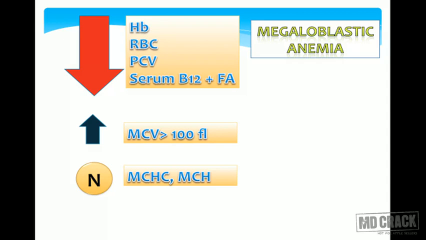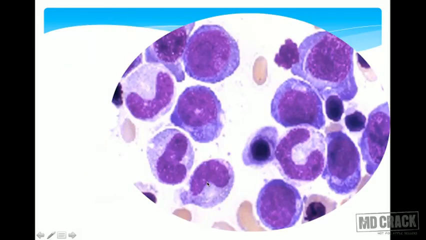Remember, what will happen to the parameters? Hemoglobin will be less, RBC count will be less, packed cell volume will be less. What is most important for diagnosing megaloblastic anemia is serum estimation of vitamin B12 levels and serum estimation of folic acid levels. They will be invariably reduced. The most important parameter we look at in the hematology analyzer report is the MCV, the mean corpuscular volume, which should be more than 100 femtoliters to call it macrocytic anemia. MCH and MCHC will remain normal in a patient with megaloblastic anemia.